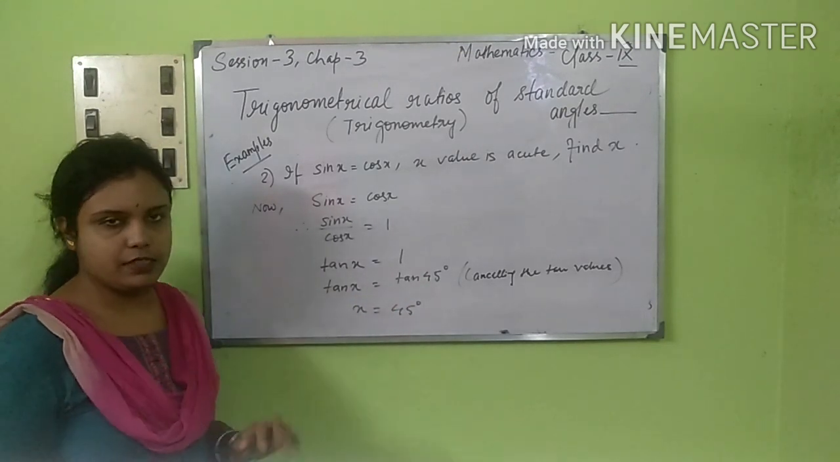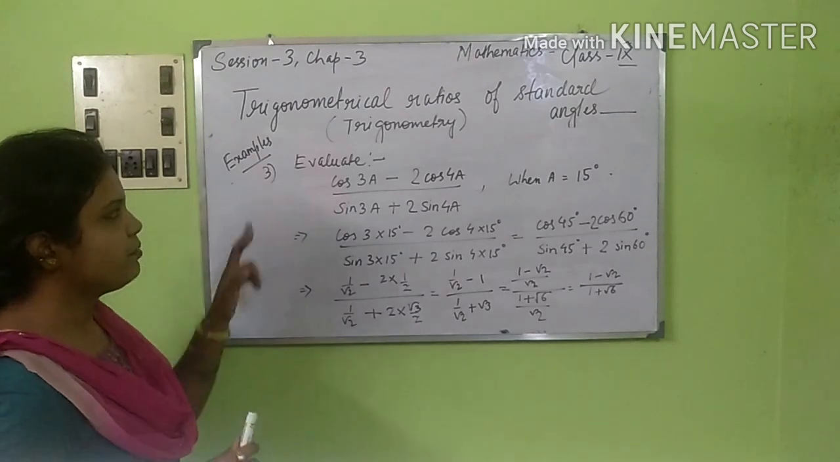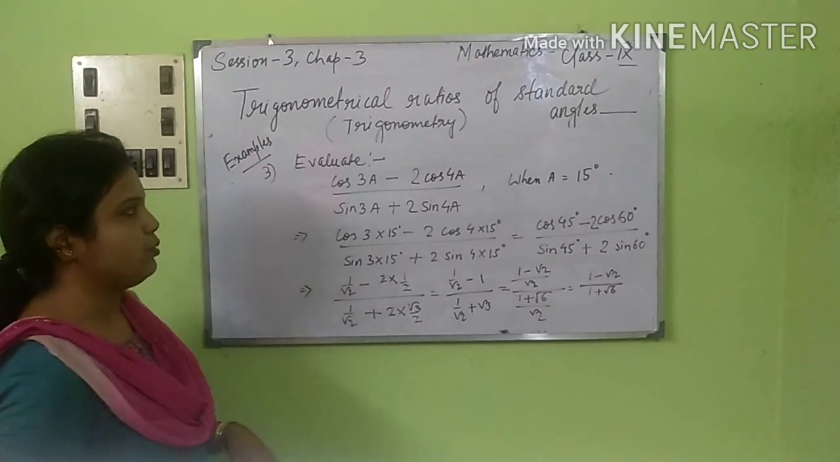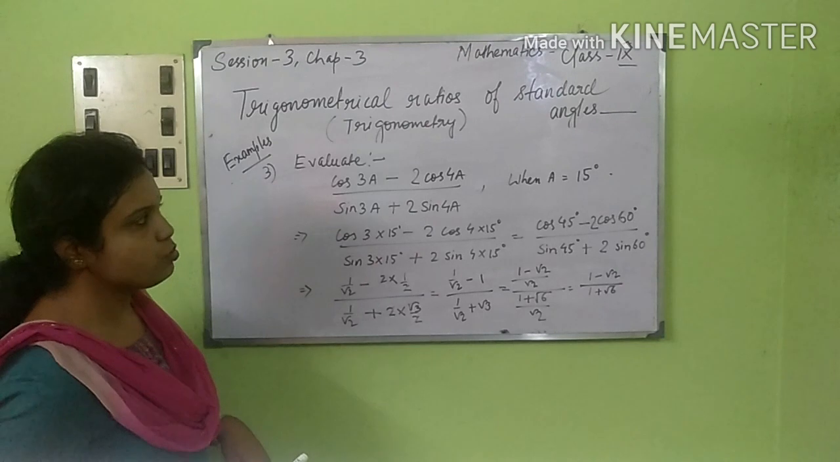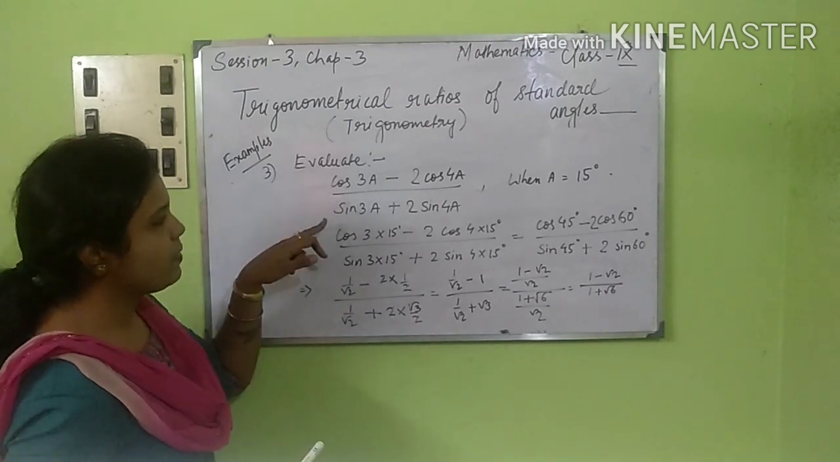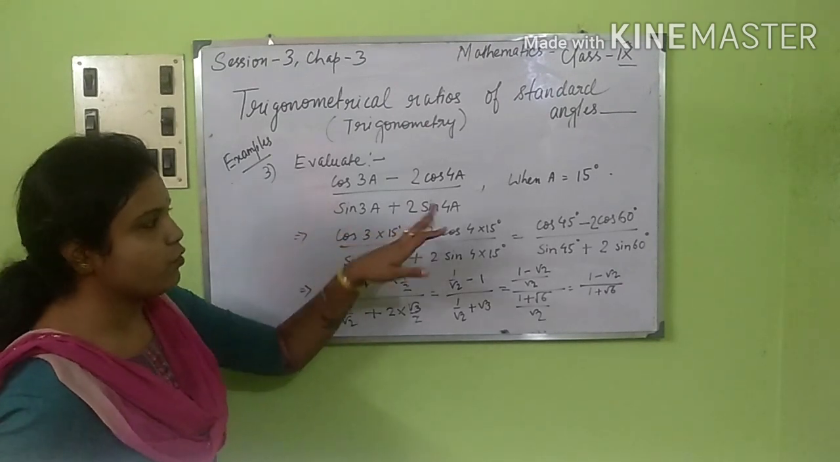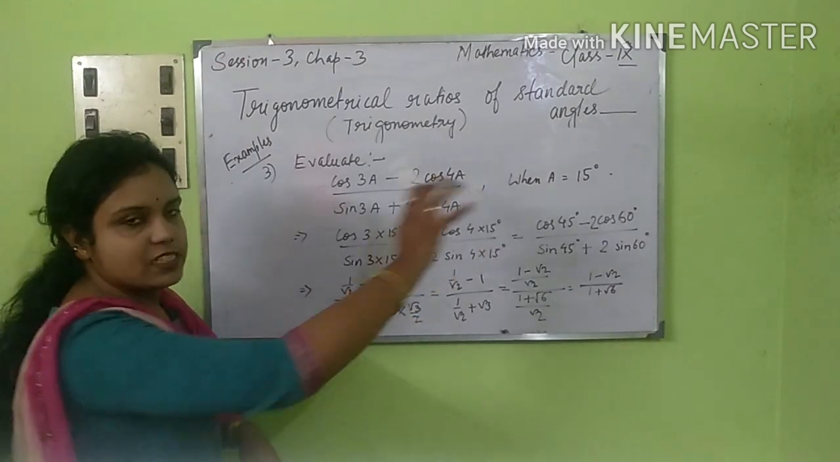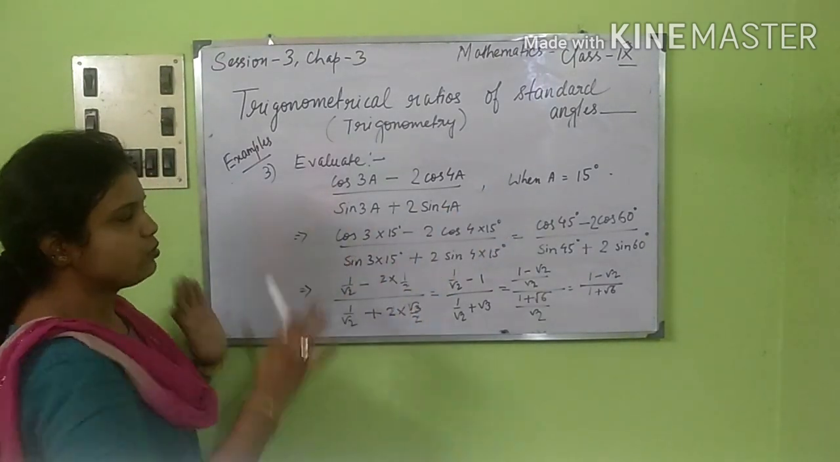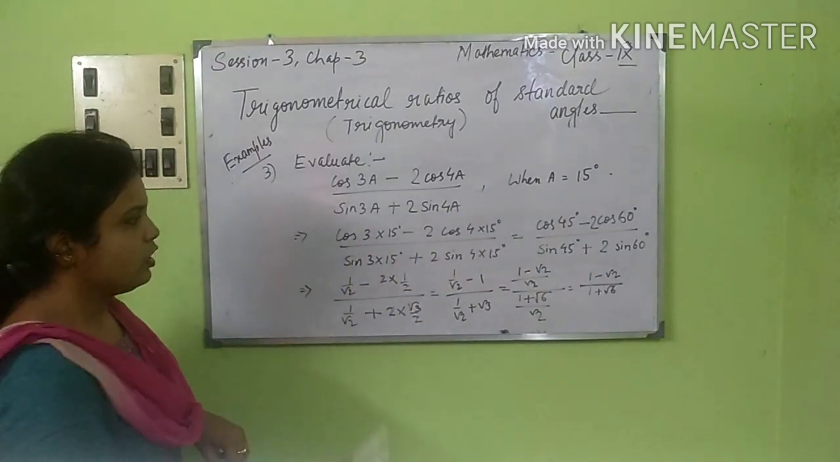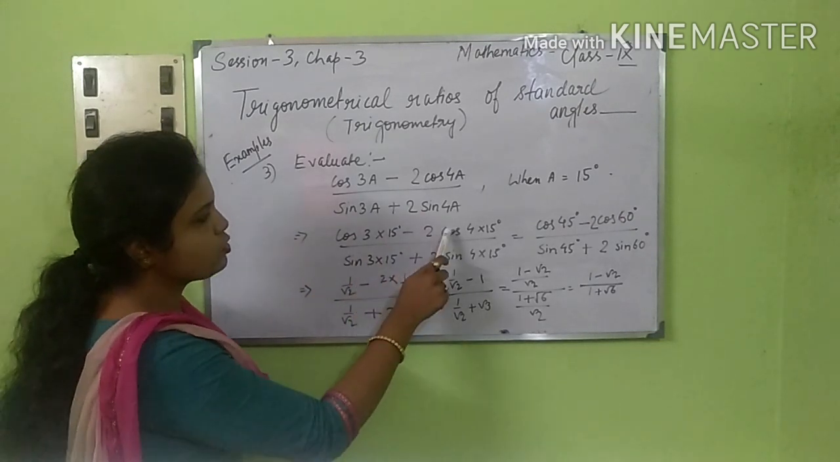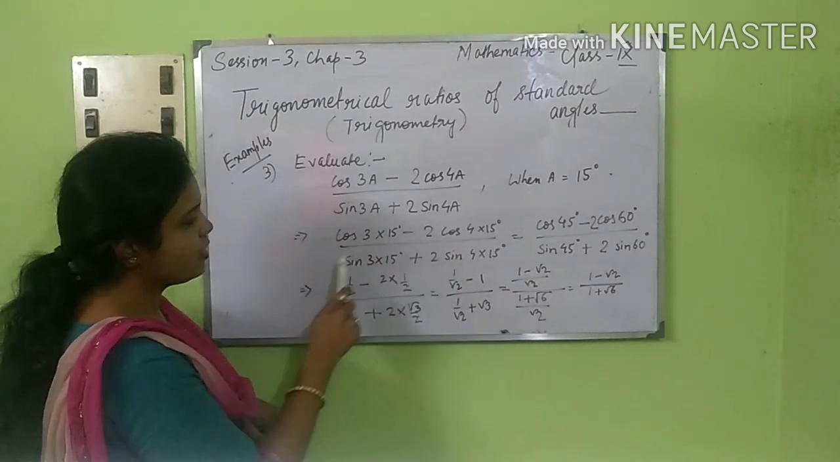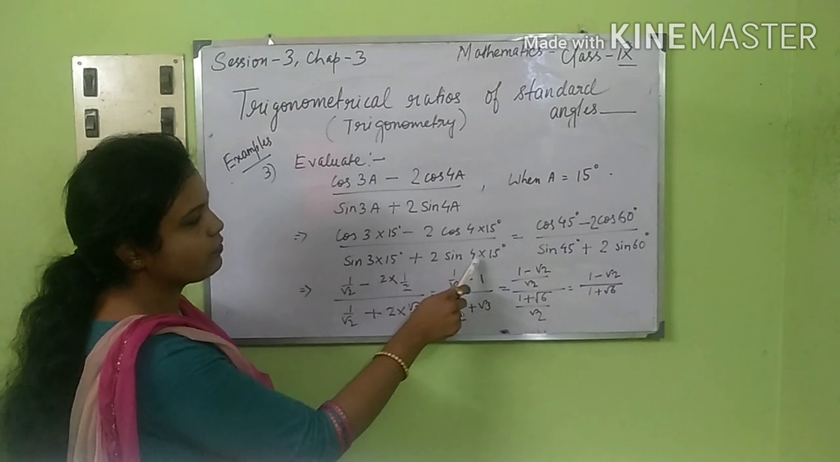Okay, next. Now, we have the third example, evaluate. We have to find the value: (cos 3a minus 2 cos 4a) whole divided by (sin 3a plus 2 sin 4a), where the value of a is given as 15 degree. So, just put the values in the place of a. So, cos 3 into 15 minus 2 cos 4 into 15 by sin 3 into 15 plus 2 sin 4 into 15.